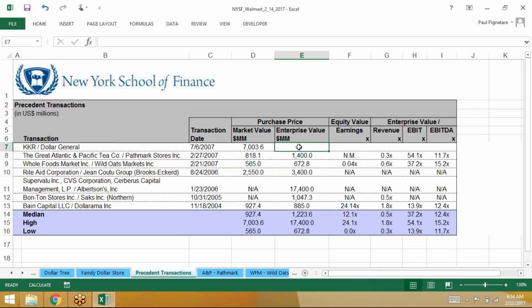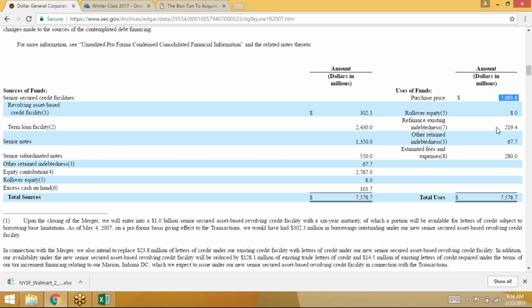How do we know what the target net debt is? As you guys said, it's right here. No, this is the practice statement, right? This is the proxy report. Yep. Here it is. Refinancing existing indebtedness. And then other repaid? Yeah, I would do both. Yep. 219.4 and 67.7. These are the debts, indebtedness.